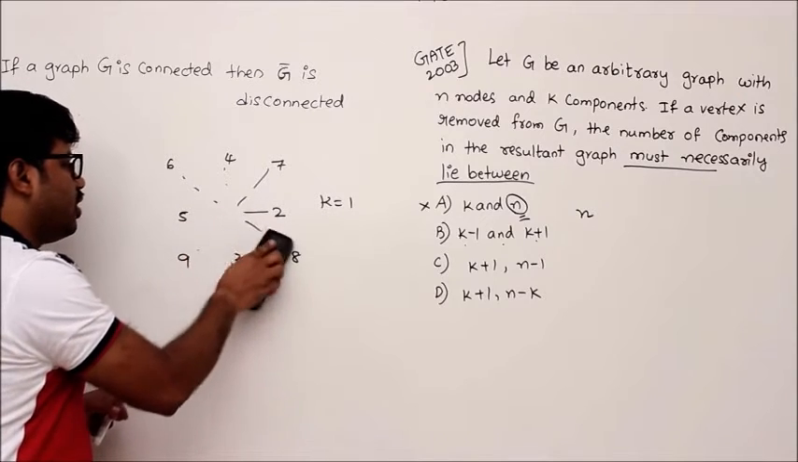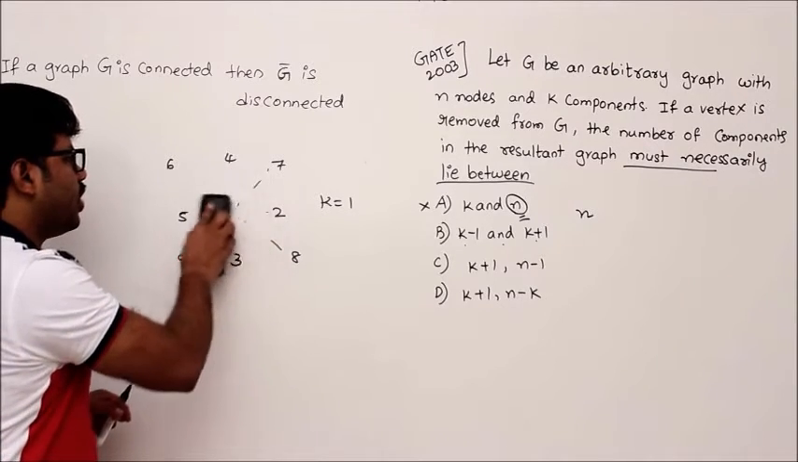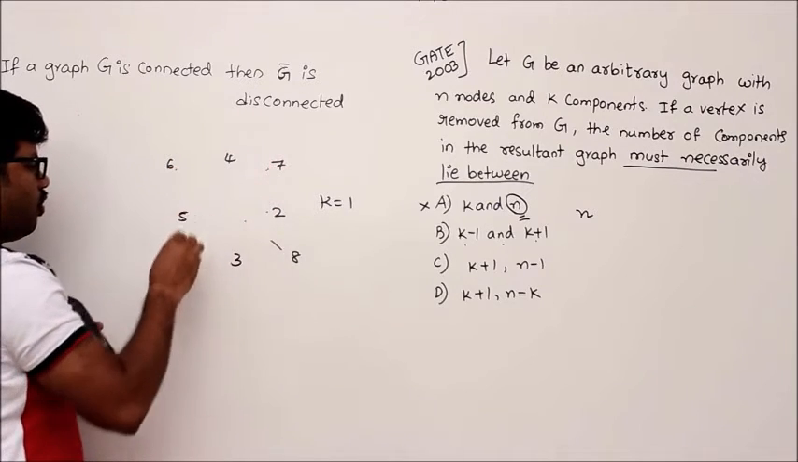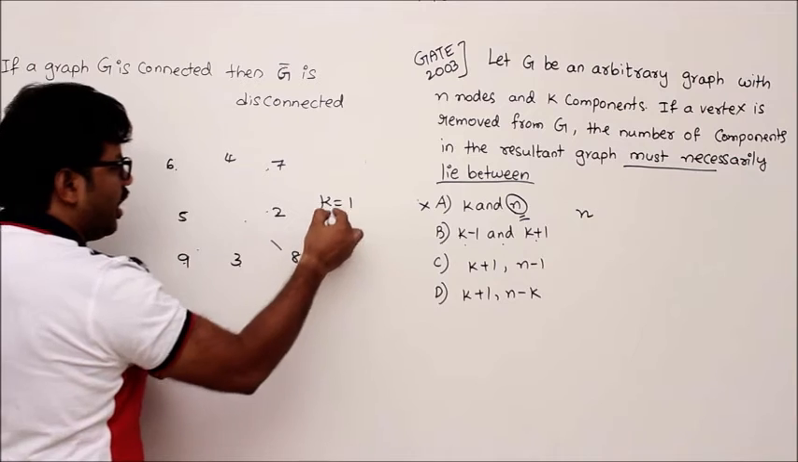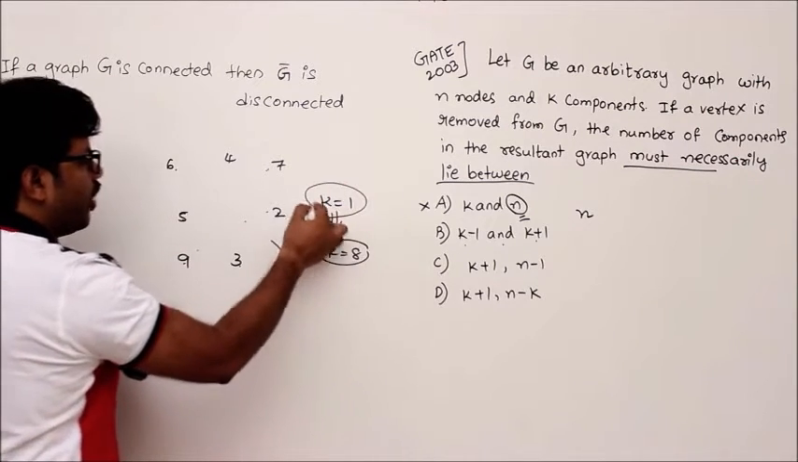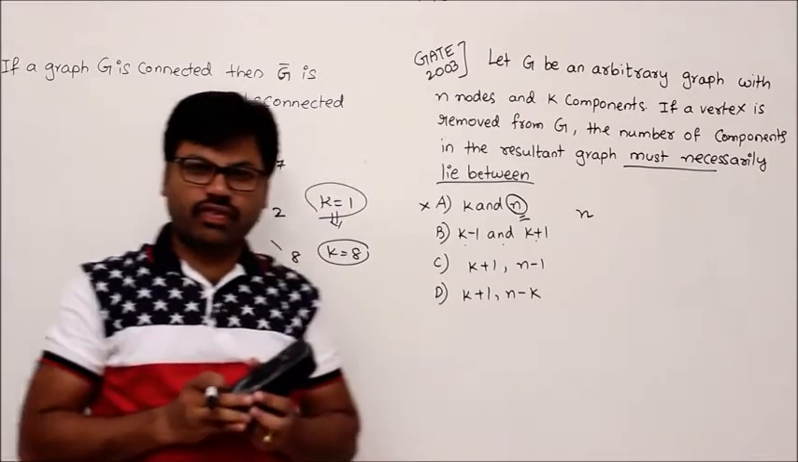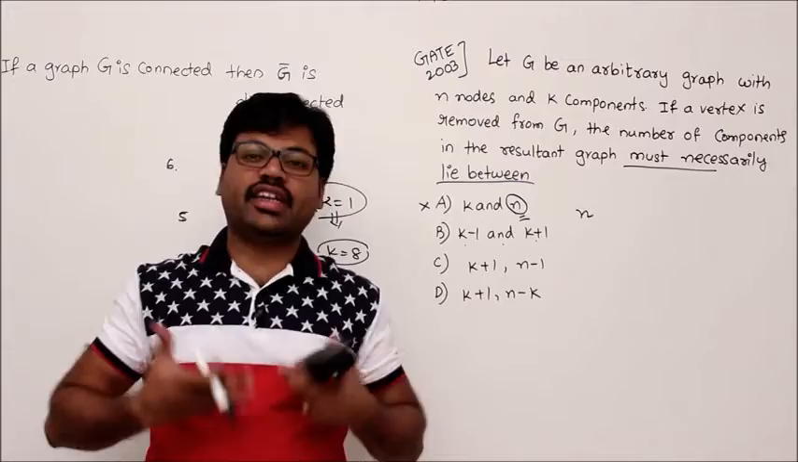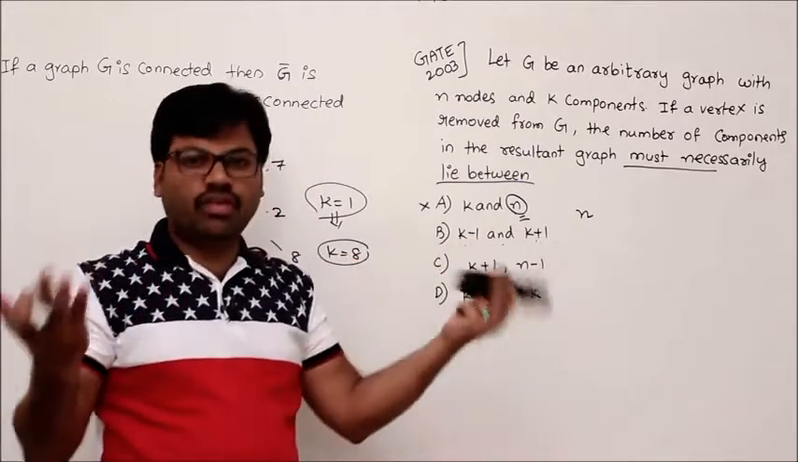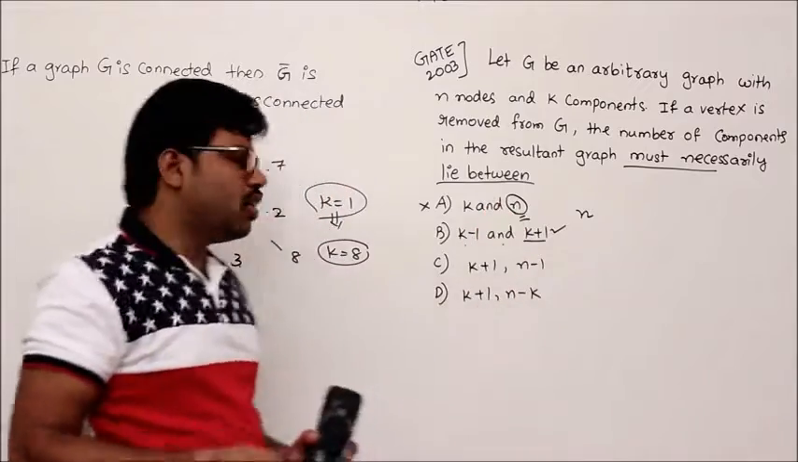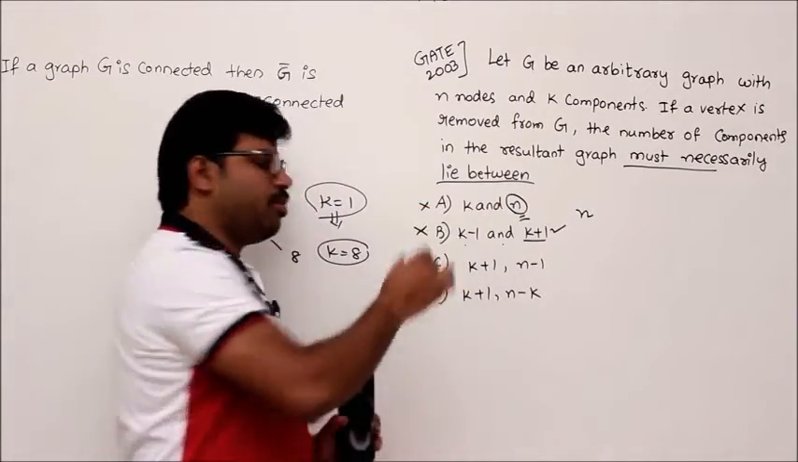So if I do that, then the number of connected components in the resultant graph is, see, 1, 2, 3, 4, 5, 6, 7, 8. K value 1 becomes 8. That means whenever you remove a vertex from the graph, in the resultant graph the number of connected components might increase by more than 1 sometimes. That means k plus 1 as the upper bound is wrong, right? So absolutely option B is wrong.